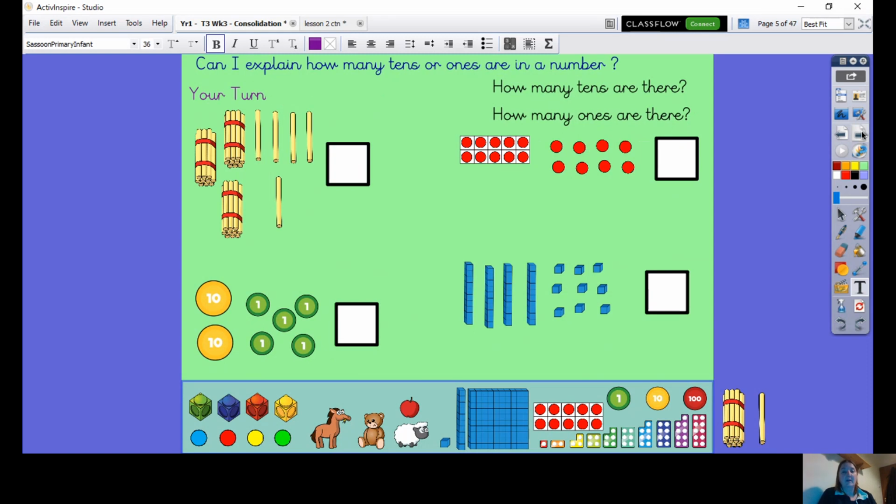So this is your turn. You might want to pause the video here. What I'd like you to do is work out how many tens there are, how many ones there are, and what numbers have been made.